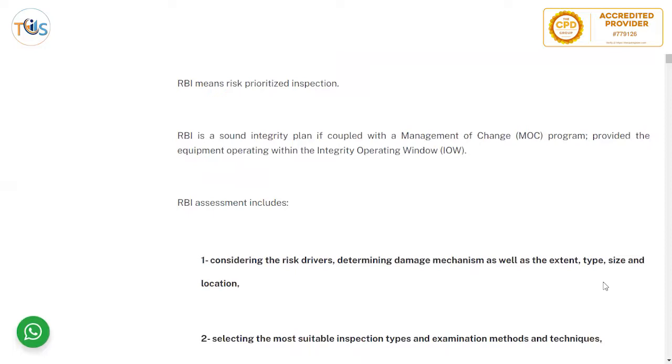RBI is a sound integrity plan if coupled with a management of change program, provided the equipment is operating within the integrity operating window. So there is a clause here. RBI is not a solution for all. If the integrity operating window, meaning the range of operation for pressure, temperature, and process, is violated, then RBI is not the answer for that. It does not have an answer for that.